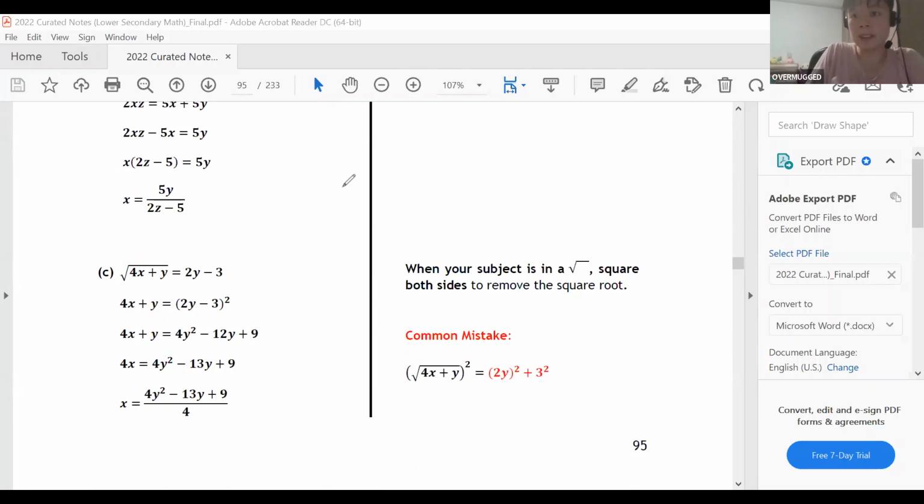The second commonly tested concept will involve square root. So you have a square root here. Just now I told you that if you want to get rid of square, you have to square root. If you want to get rid of square root, you have to square. So if I want to get rid of this square root, I have to square both sides. But remember, how do I square both sides? What it looks like is like this.